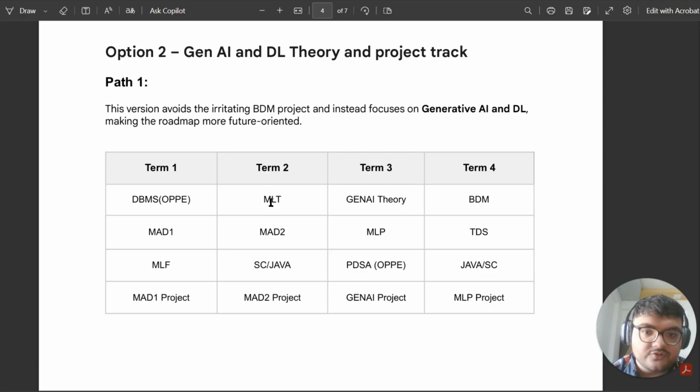Okay, term 2 is going to be heavy: MLT, MAT2, system commands, MAT2 project. Okay, so it is worse, but we can't do anything, because in future we need to handle the programming courses. Okay, other PDS and Java we need to handle. And also there are DL and Gen AI theory and DL and Gen AI project, right? So that is also there, and TDS is also there, right? So the fun thing about TDS is you have projects and assignments, but you don't have quizzes. Okay, so two quizzes are not there.